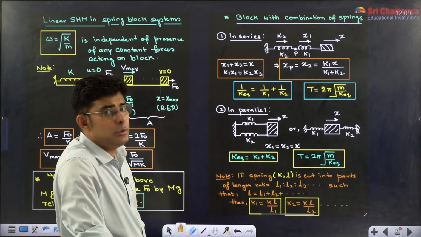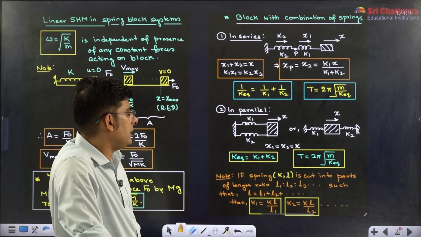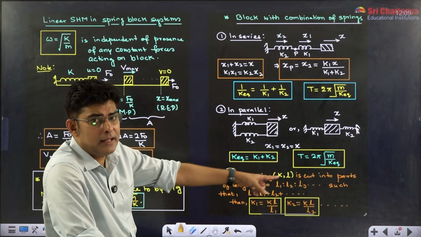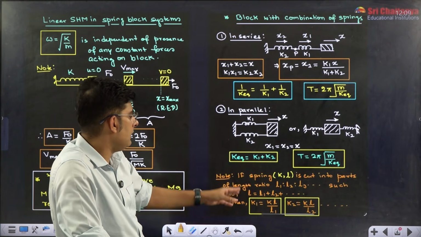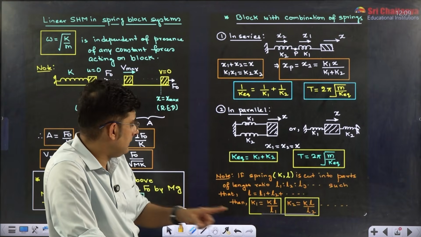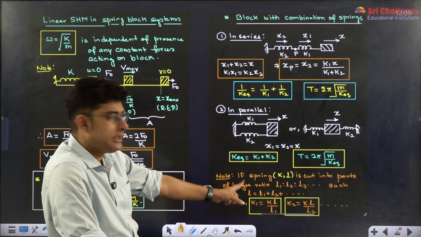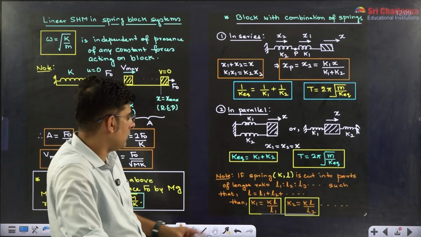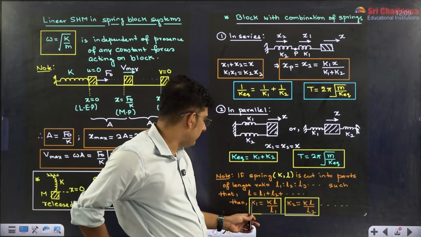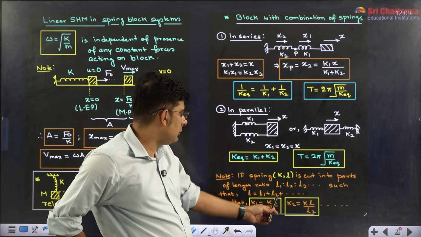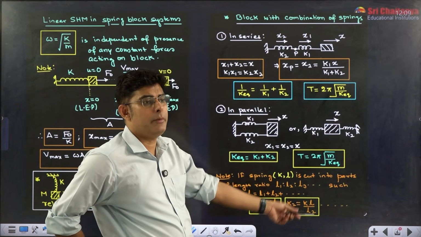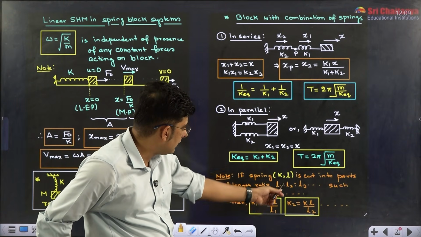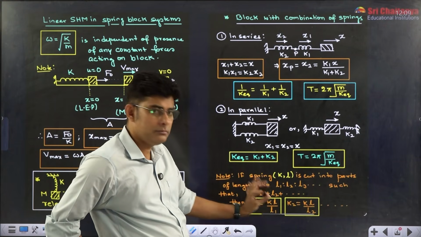So here, if it is cut into several parts in the ratio L1 is to L2 is to L3 and so on, such that the total length L is the sum of L1, L2, L3 and so on, then as I said, K into L is constant. So using that concept, KL will be equal to K1 L1 equals K2 L2 equals K3 L3 and so on. So directly you can find the spring constants. The first part will be K1 is K into L by L1, K2 is K into L by L2, meaning K into the total length divided by the length ratio for that part. That's it.